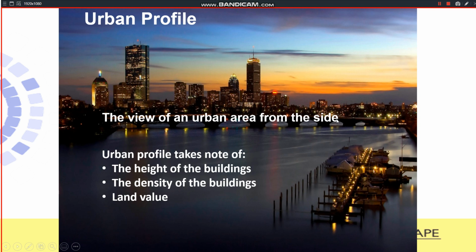It also means that it takes note of the following. We look at the height of the buildings. Can you see that in the picture here? We look at the height of the buildings. We look at the density of the buildings. And we're also going to look at the land value of this specific areas in the city.